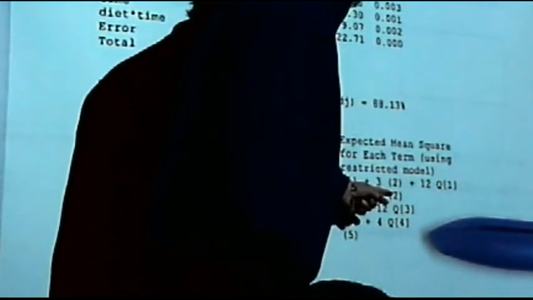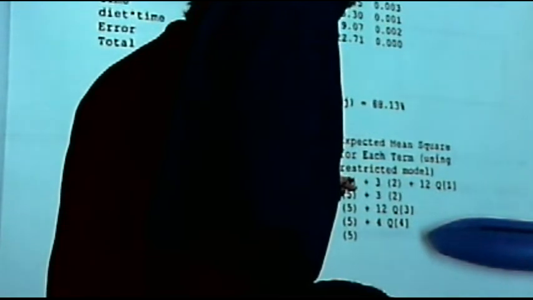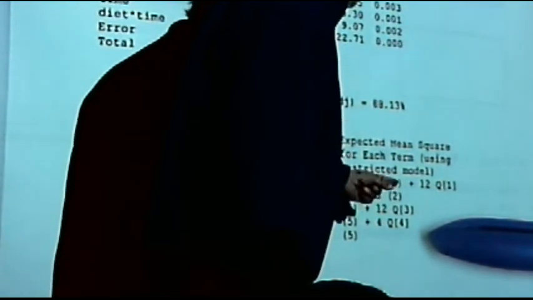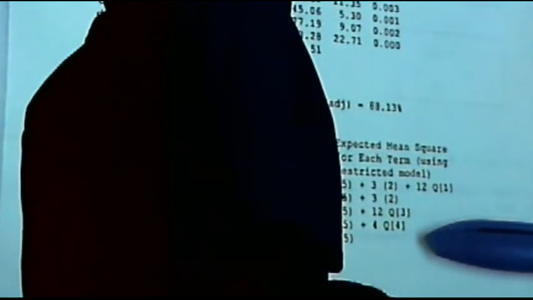If you want to test about the first factor, there it is. You have to find the denominator whose expected value will be 5 plus 3 times 2. So there it is coming up right next. So we just read it right off and say, that's the proper denominator for testing the first variable. For all the others, the proper denominator is simply 5.